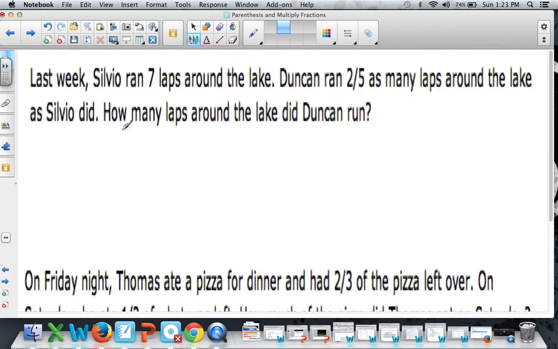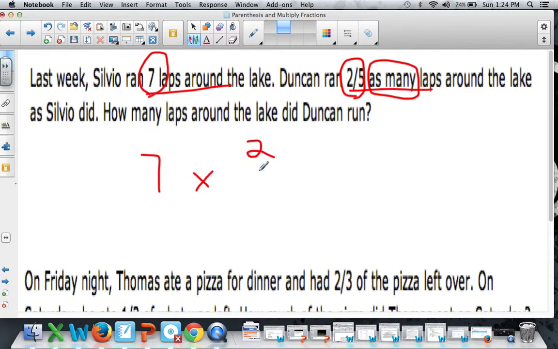fractions like this in a word problem, you see 7 times around and 2/5 as many. I think as many is the clue. That's going to mean multiplication. As many is the clue for that. And so you just multiply the two values they give you. 7 times 2/5.